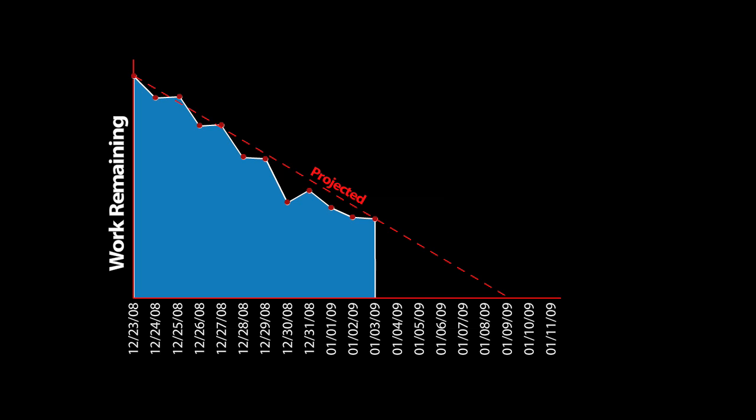This is the average rate of productivity for each day. For example, a team's rate of productivity might be that on a typical day they finish approximately 50 hours of work. Knowing that, it's possible to calculate an estimated completion date for the sprint, or even for the entire release, based on the amount of work remaining.